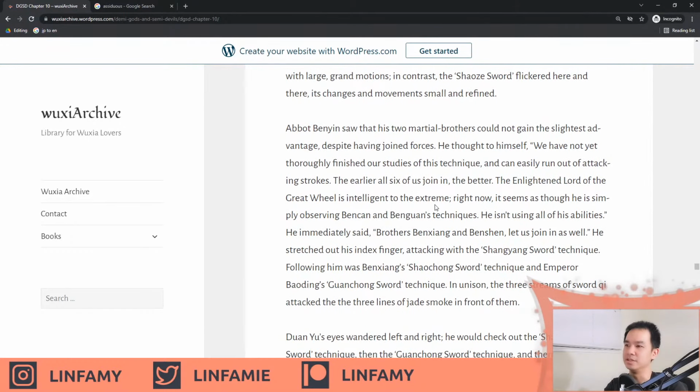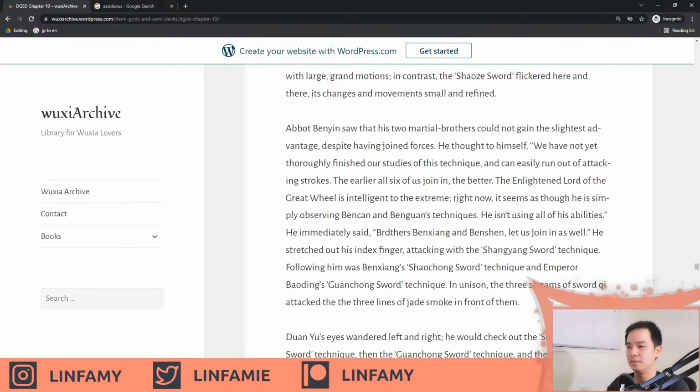Abbot Bunyin saw that his 2 martial brothers could not gain the slightest advantage, despite having joined forces. He thought to himself, "We have not yet thoroughly finished our studies of this technique, and can easily run out of attacking strokes. The earlier all 6 of us join in, the better. The enlightened lord of the Great Wheel is intelligent to the extreme. Right now, it seems as though he is simply observing Bunsan and Bun Guan's techniques. He isn't using all of his abilities."